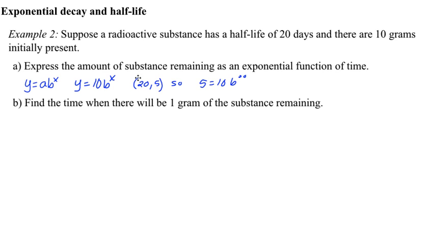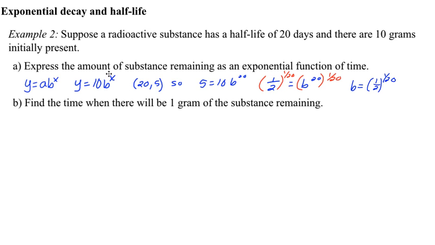If we plug this point into our equation, plugging 20 in for x and 5 in for y, we get 5 equals 10 times b to the 20. We want to solve this for b to find our decay factor. So if we divide both sides by 10, we get 1/2 is equal to b to the 20th. Then if we raise the right-hand side to the 1/20th power, this will give us b to the first power. But whatever we do to one side, we must do to the other side. So we get 1/2 to the 1/20th. Now we know that our decay factor is 1/2 to the 1/20th power.